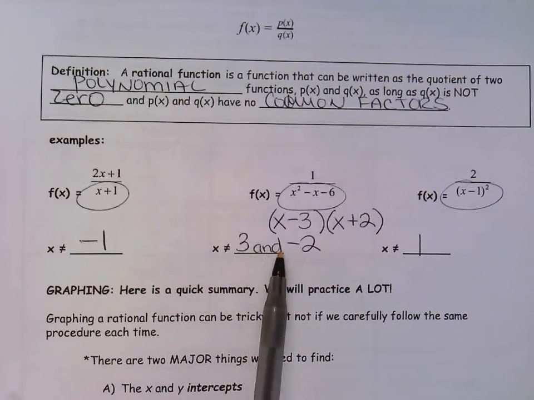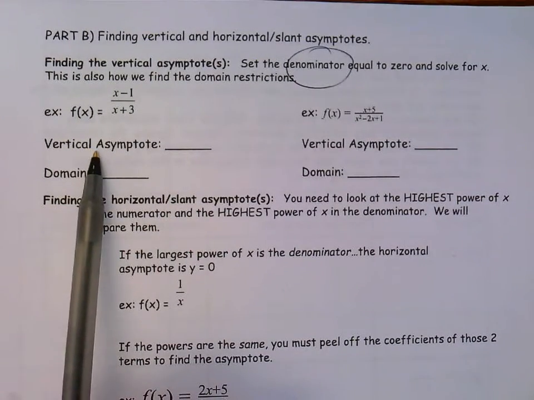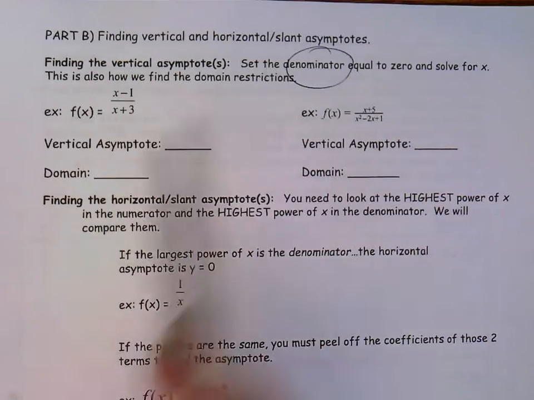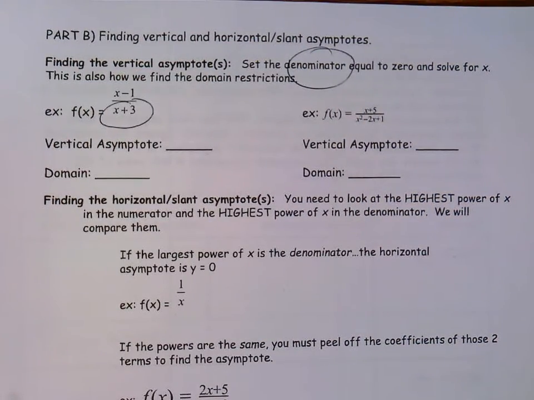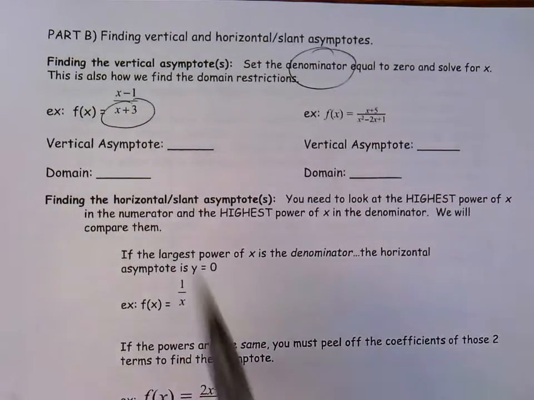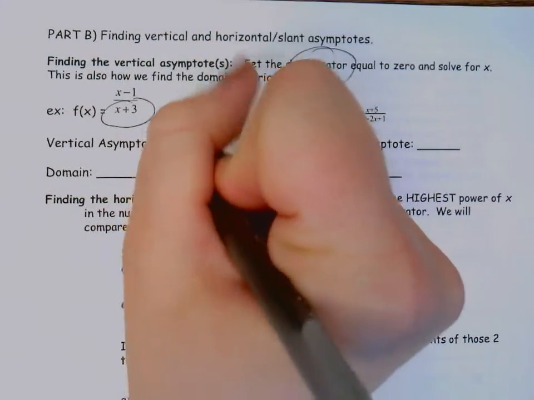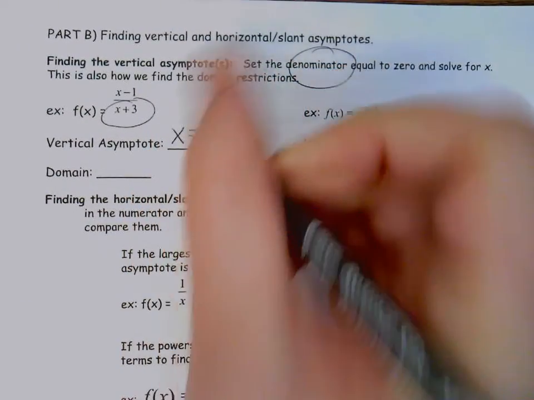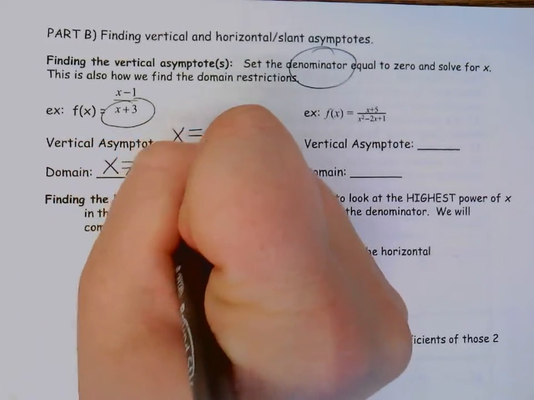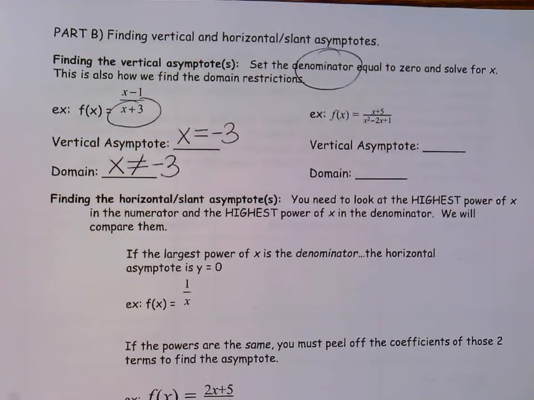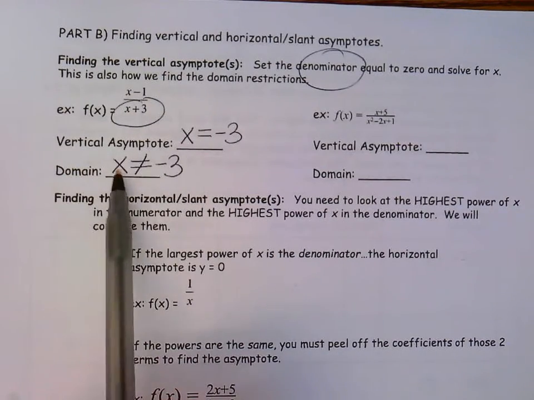So we already know how to write domain restrictions. X cannot equal. Vertical asymptotes are written x equals because it's a vertical line. So look at our denominator. What is our bad value for x? -3. Because when I plug in -3, I get 0. So x equals -3 is how you write your vertical asymptote, but x cannot equal -3 is how you write your domain restriction. So this assumes all real numbers except x cannot equal -3.